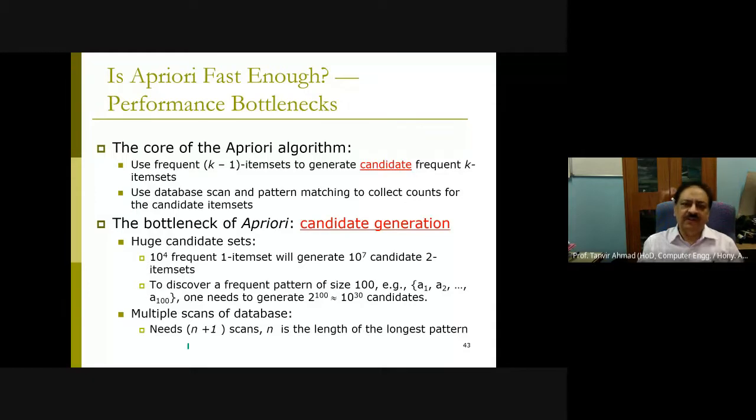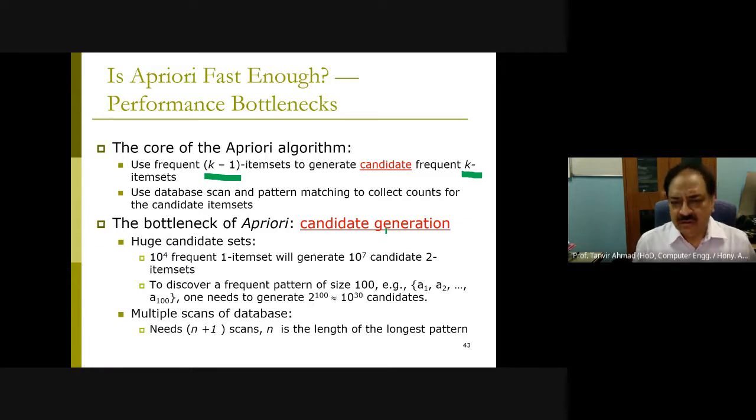Okay. Therefore, we are using the K minus 1 frequent item sets to generate candidates of K item sets. That means with L3 I generate C4. With L3, that is K minus 1, I generate K item sets. Okay.